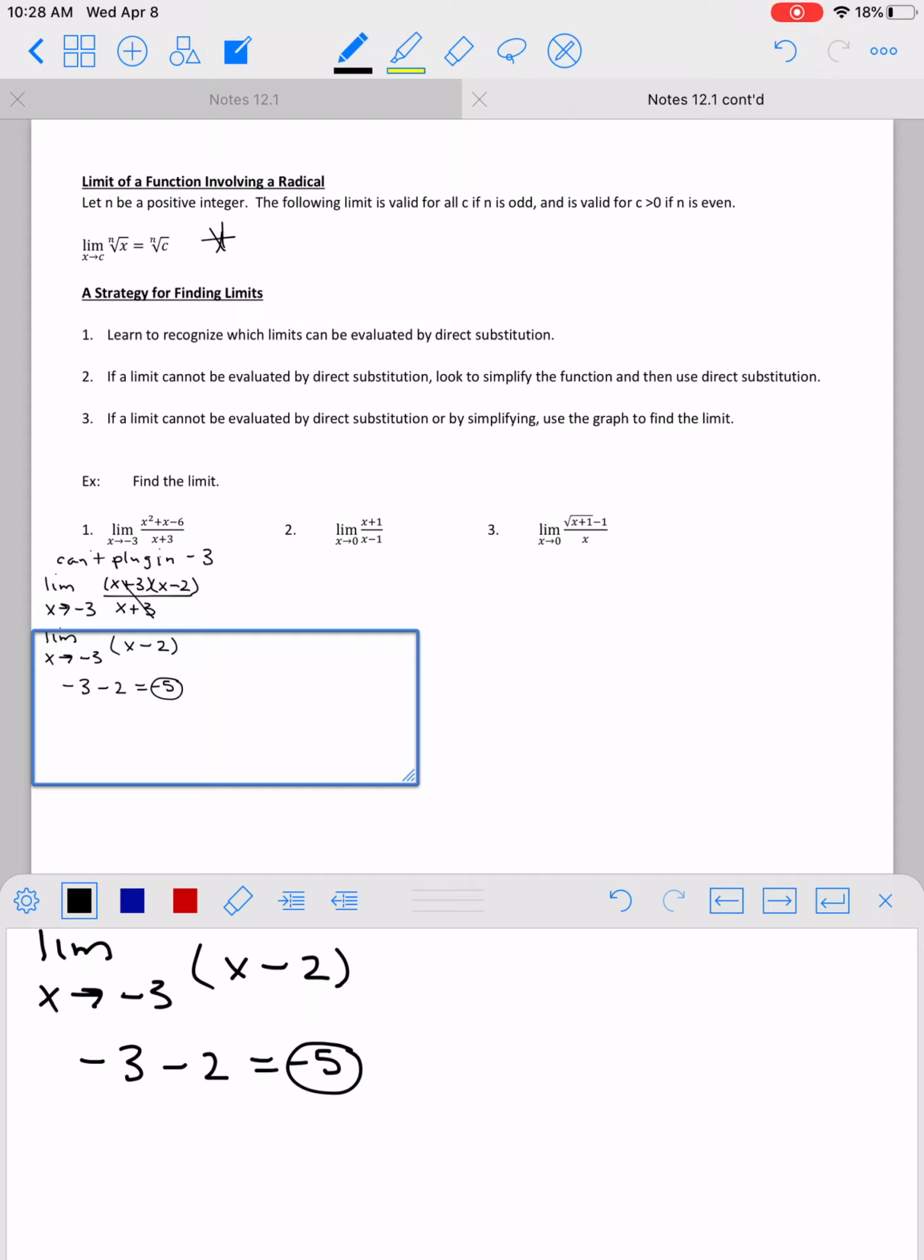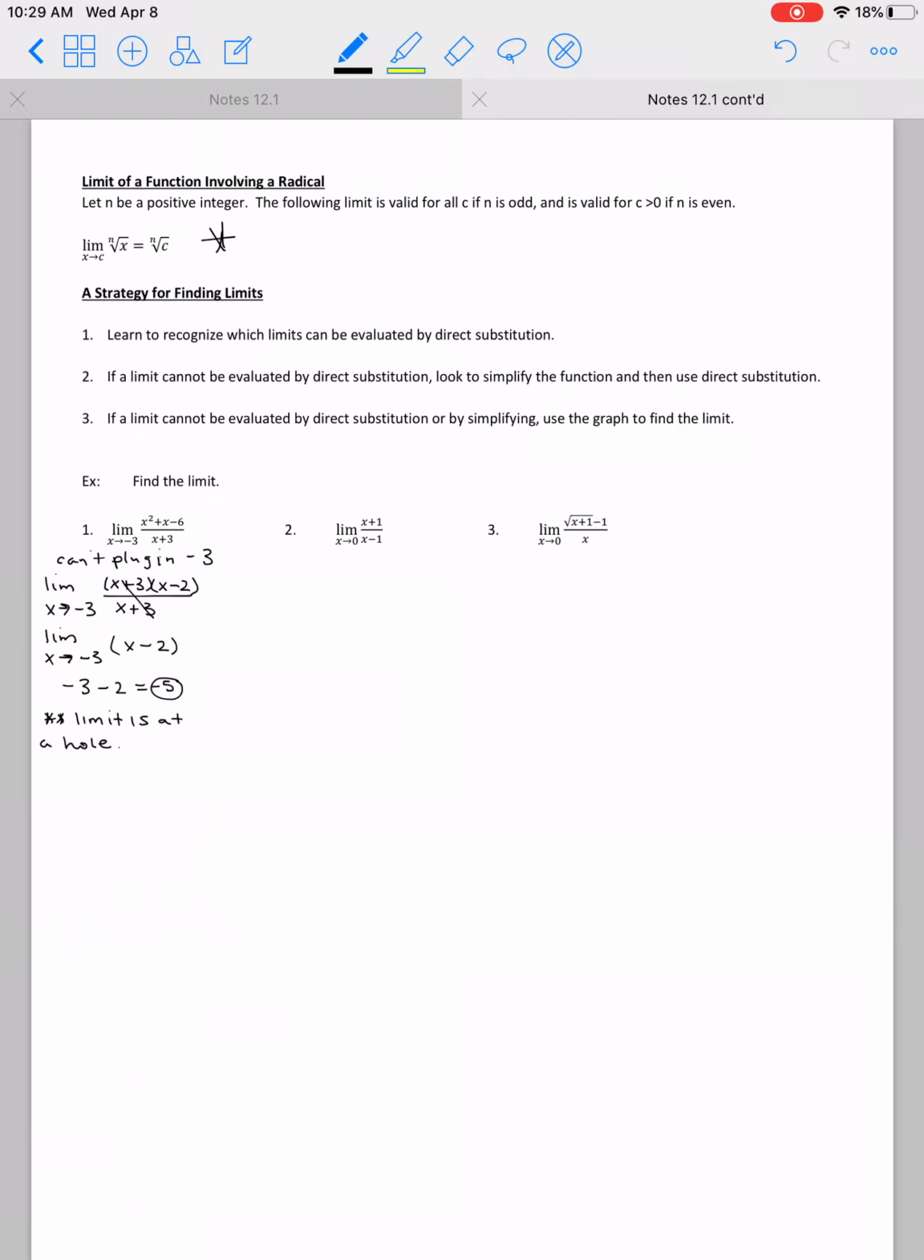And the limit occurs at a hole, a puncture hole, or a removable discontinuity, because we factored it and we canceled. So if you plug in directly, it's the y coordinate. If you factor and cancel, the limit would occur at a point on the graph.